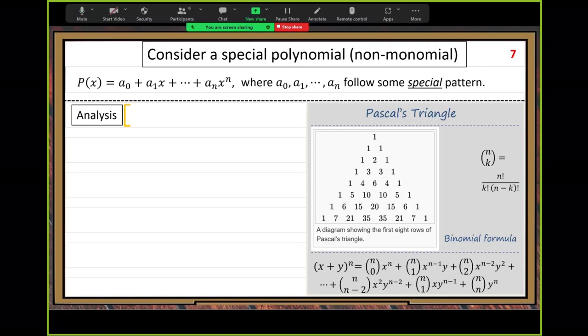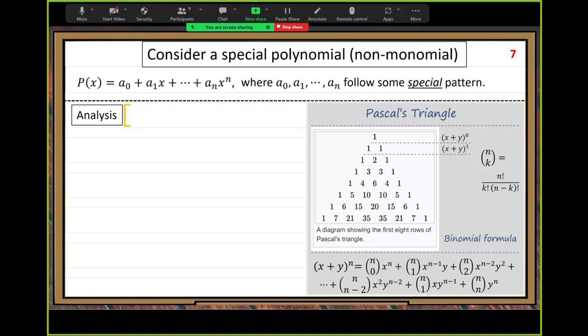How do you define these combinatorial numbers? This is the formula for the combinatorial numbers. Okay? Then the first row corresponds to n equals 0. That's the first row.